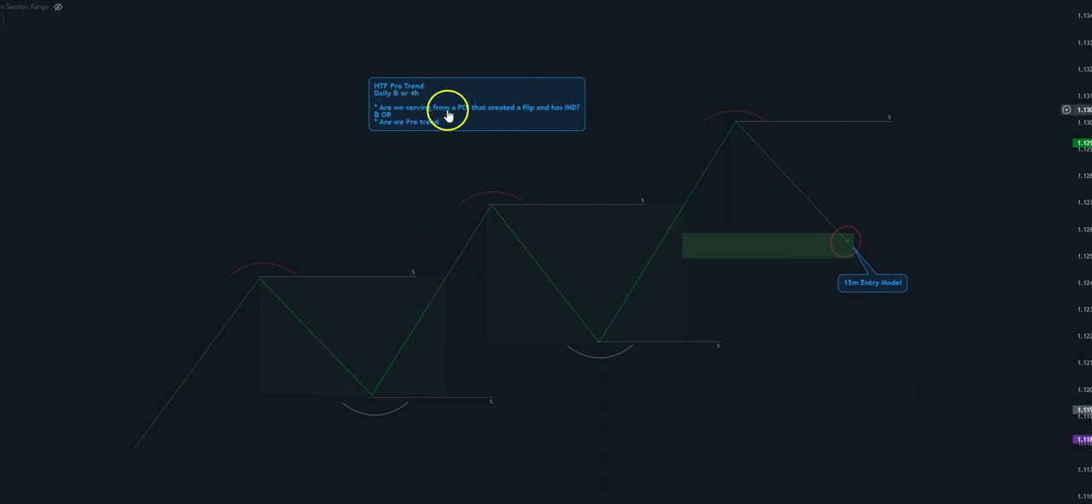I also have, are we serving from a point of interest that created a flip and has inducement? All that good stuff, pro trend as well, because that's still great. If this has been flipping levels and we've got inducement, we've got a point of interest, and we're pro trend, it's even stronger. So that's nice. But I'm happy to just simply go with range and swing structure, order flow.